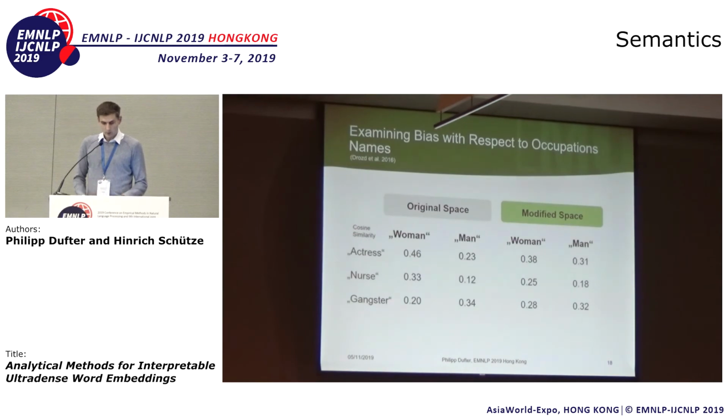We did only qualitative evaluation, so we looked at the similarity between occupation names and the vectors of woman and man. If you look at the differences of the cosine similarities, which is frequently done, then we can see that in the modified space, where we remove the dimension, the differences in the cosine similarity become actually way smaller.